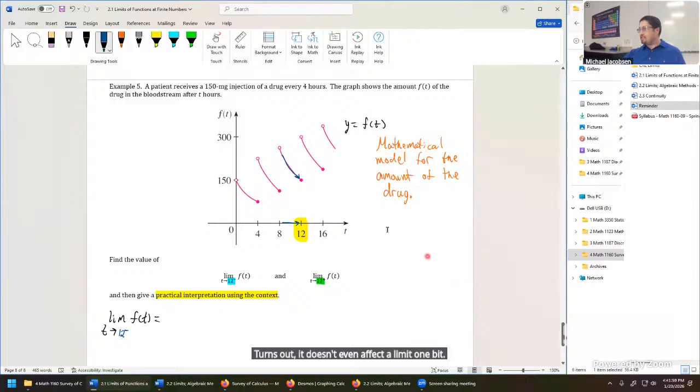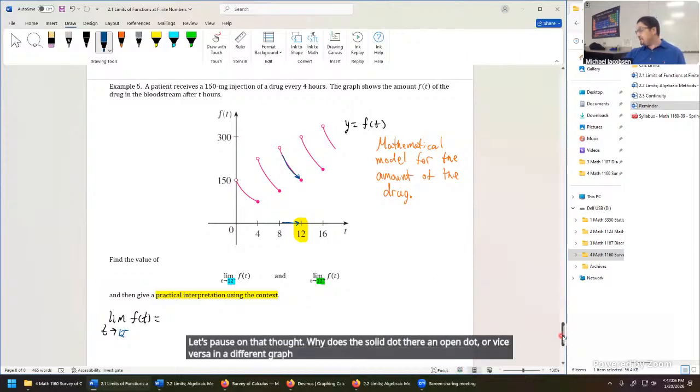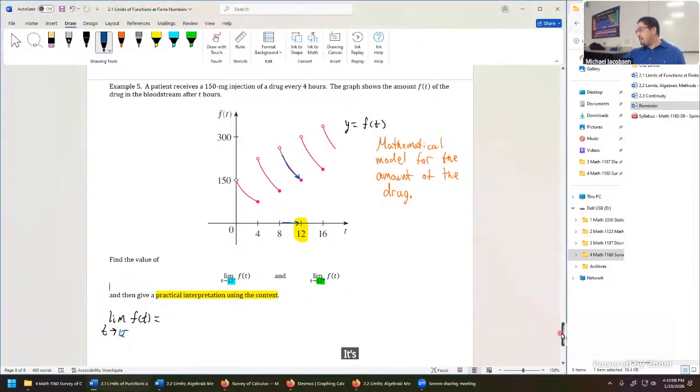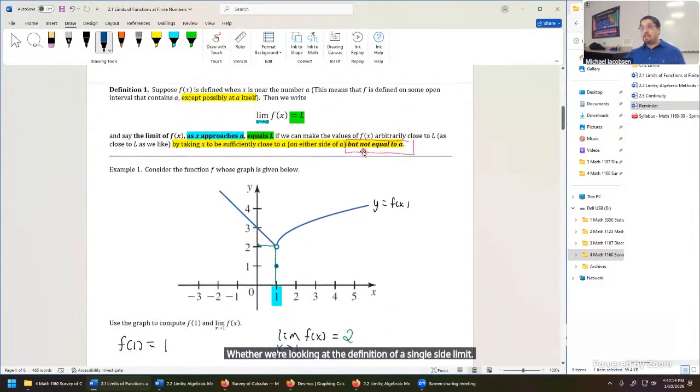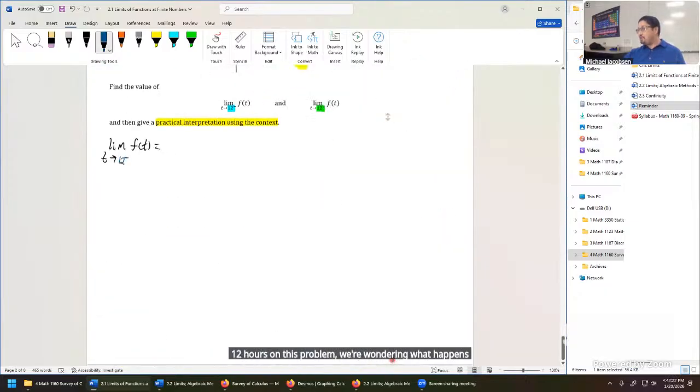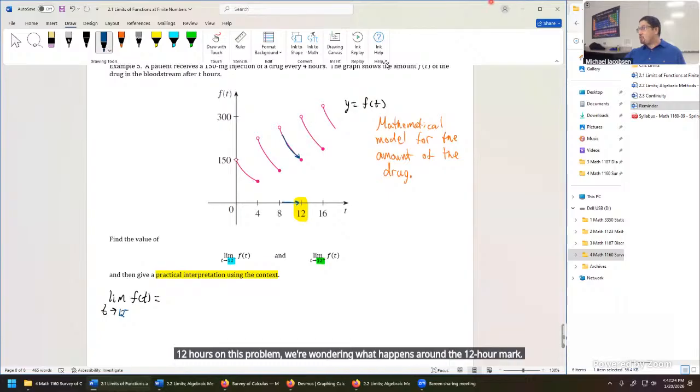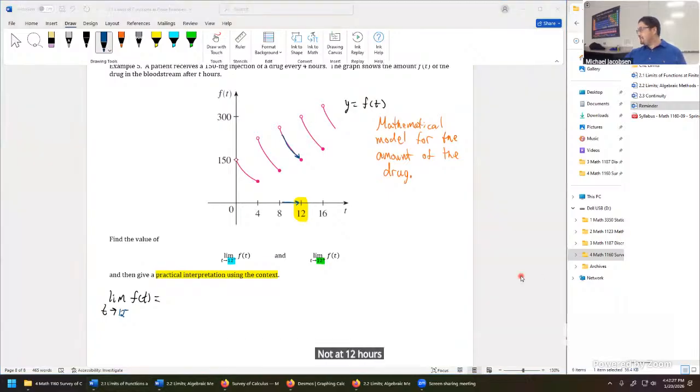Let's pause on that thought. Why does the solid dot there and open dot, or vice versa in a different graph, not affect the limit? It's because if we go to the very top of the notes, whether we're looking at the definition of a single-sided limit or double-sided limit, the value of the limit is not affected by what happens at a, 12 hours in this problem. We're wondering what happens around the 12-hour mark, not at 12 hours exactly.